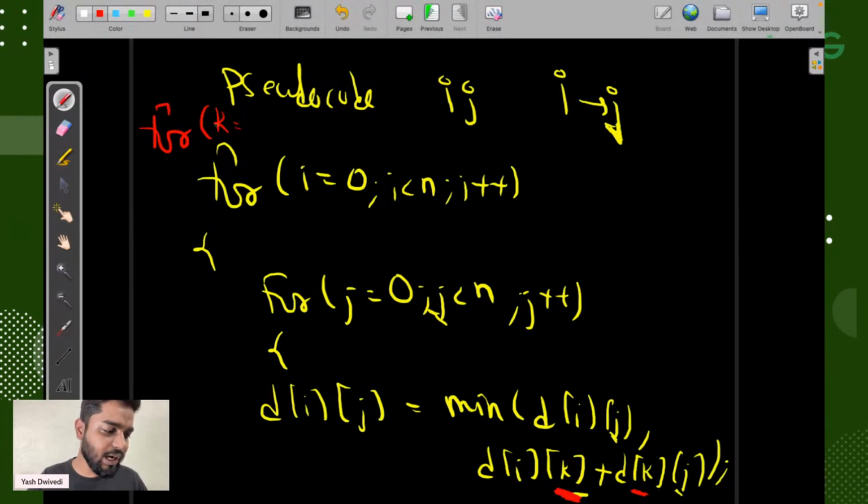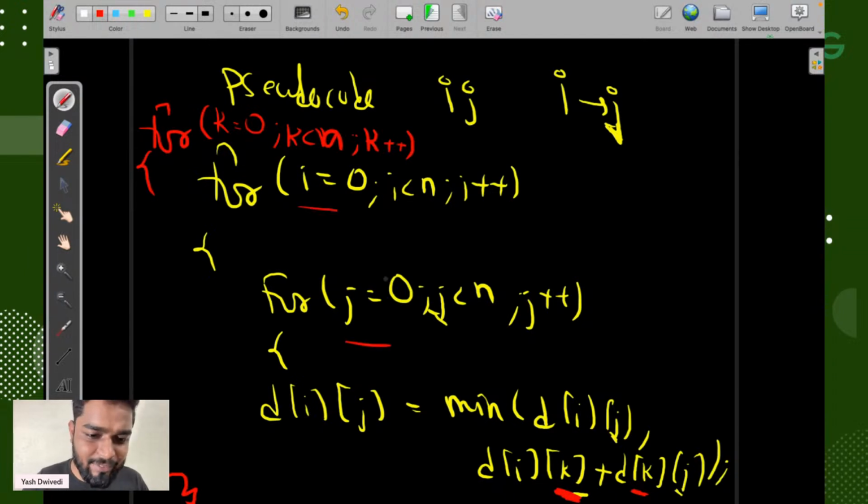So for every node, for k starts from 0, k is lesser than v, or you can say n, and then I will do a k plus plus. I'll do it for all the possible cases, for every i and j. In that case only I'll be able to minimize. Is this concept clear to everyone?